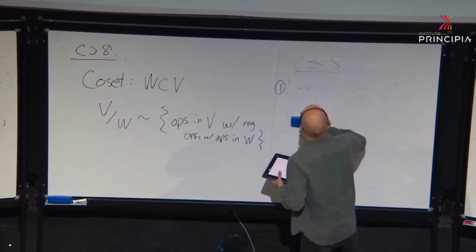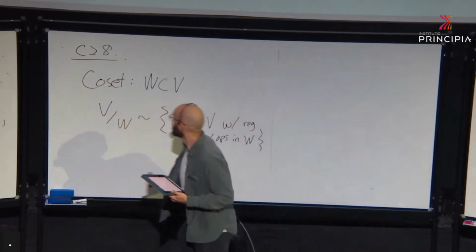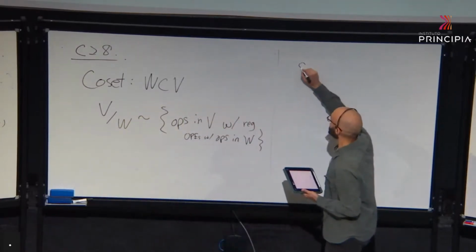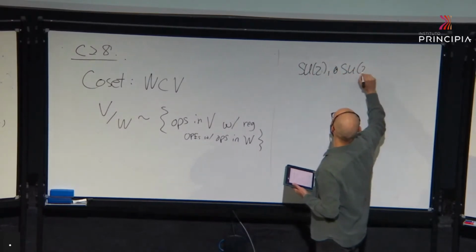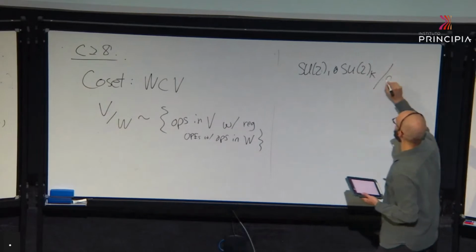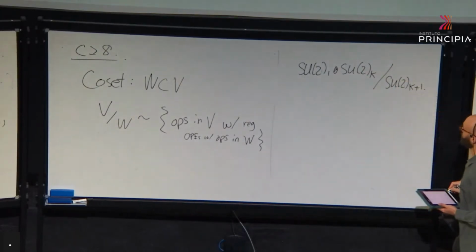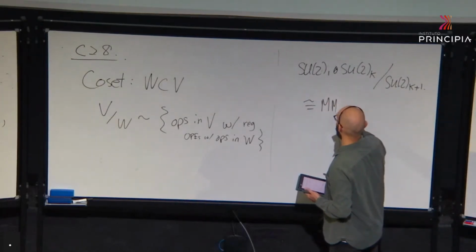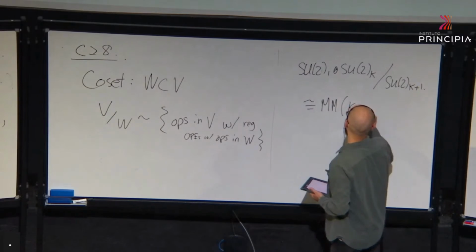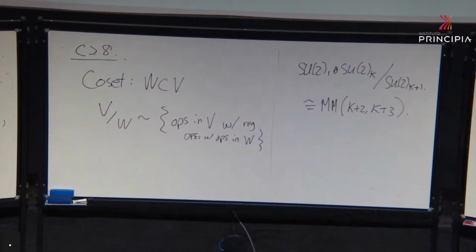And maybe a familiar example is that if you take V to be SU(2) level 1 times SU(2) level k, you take the coset of a diagonally embedded SU(2), which it turns out implies that its level should be k plus 1, then you recover a nice coset description of the minimal models, the A-series minimal models.